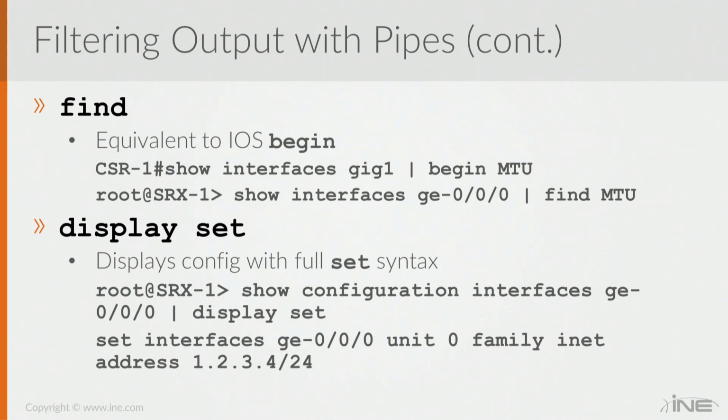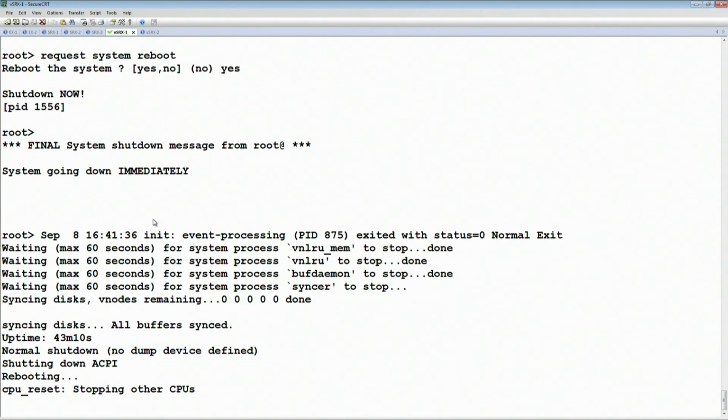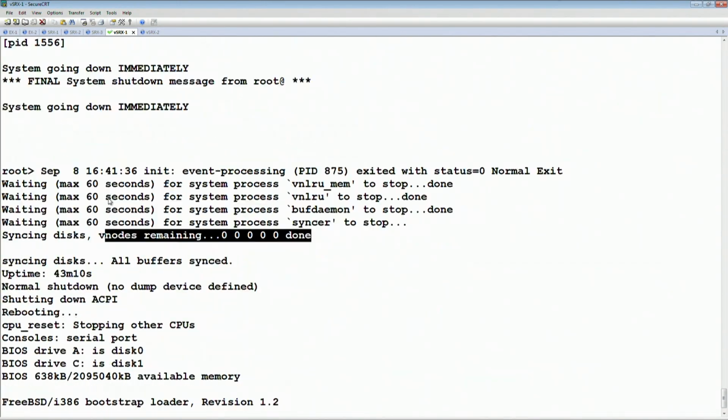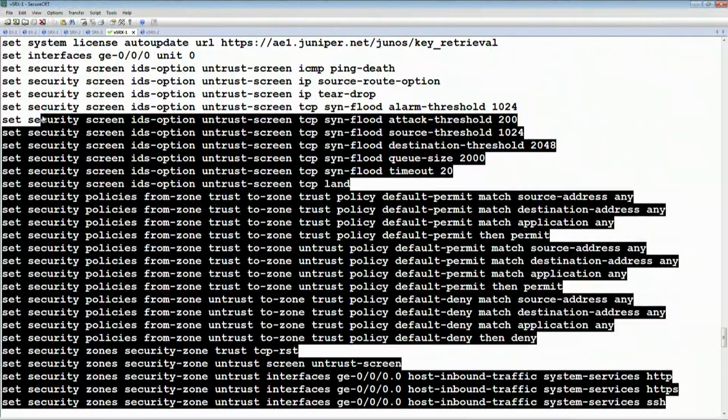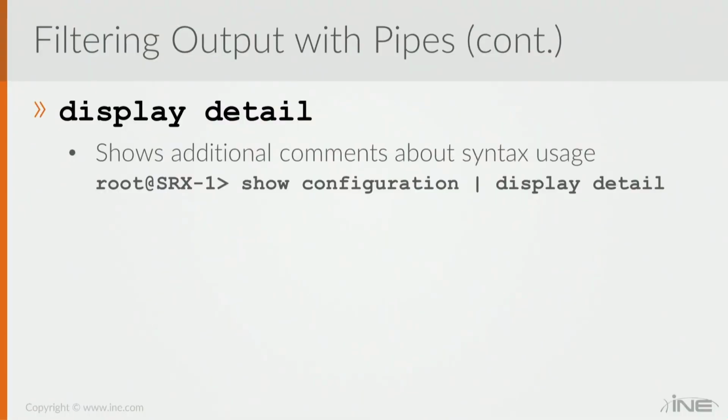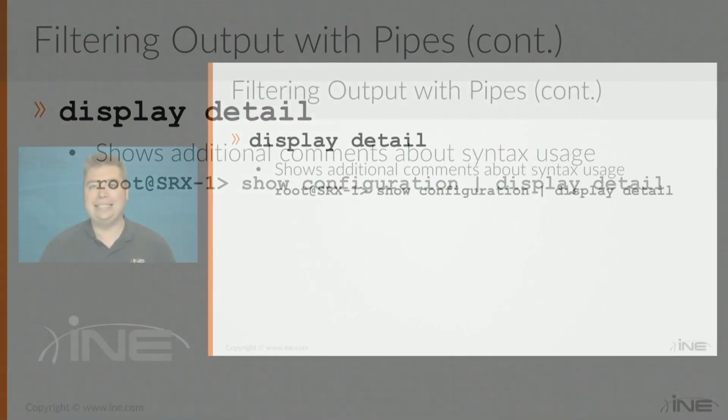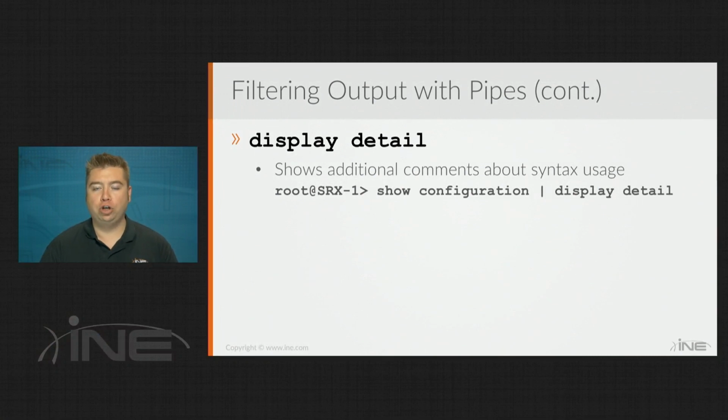Now when this comes back up, and if we were to say show config | display set, all of those options that were previously under security, if we scroll back up here, basically all of these policies would then be deleted. Okay, the other option that's useful here is display detail. This says to show me the result of the syntax, the particular output, but then it also includes comments about what is the specific usage for that piece of syntax.